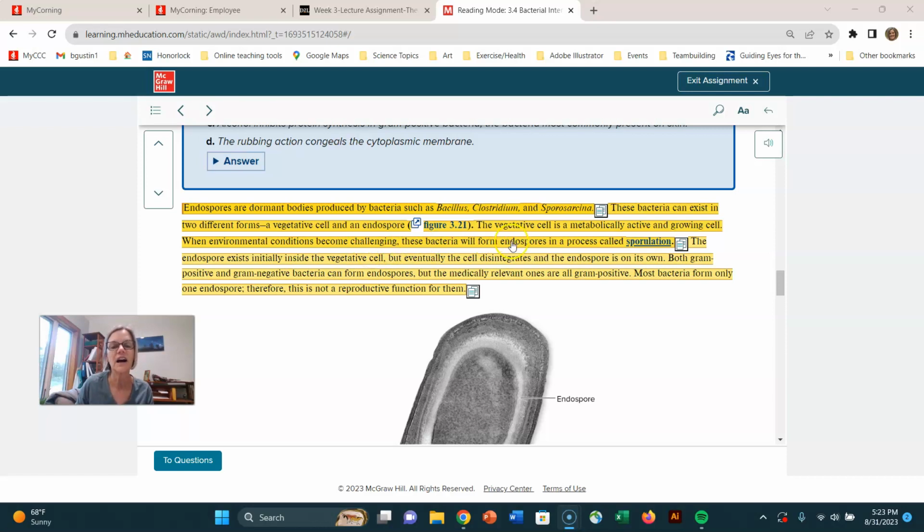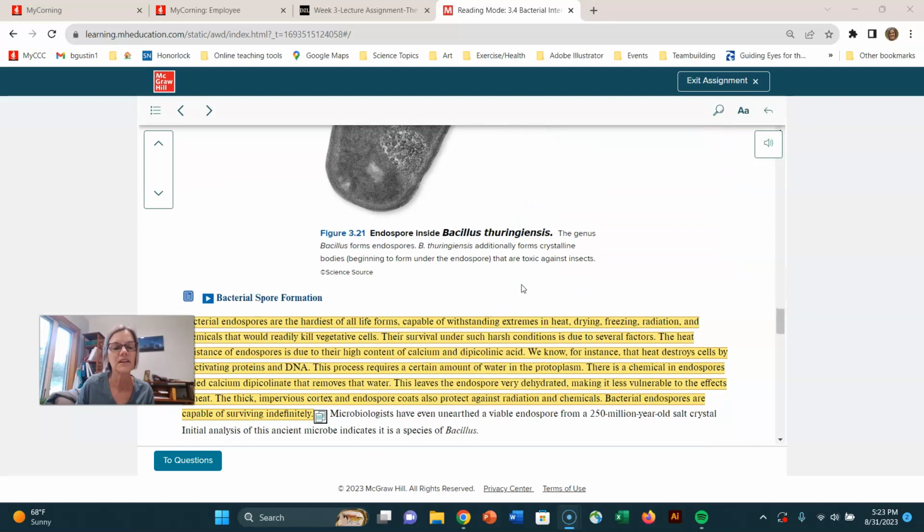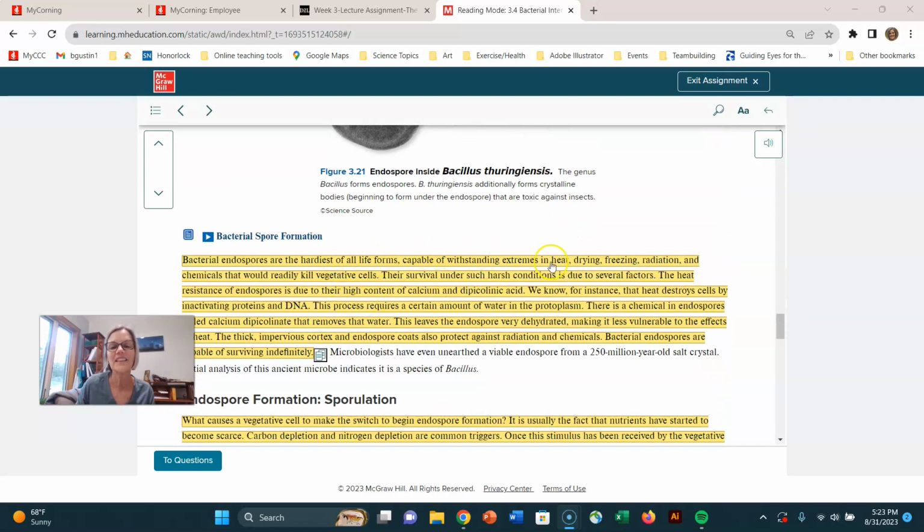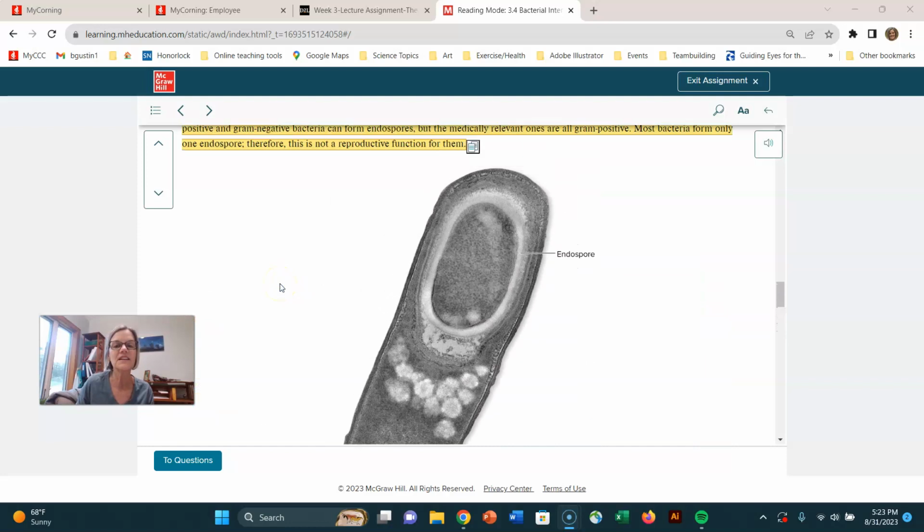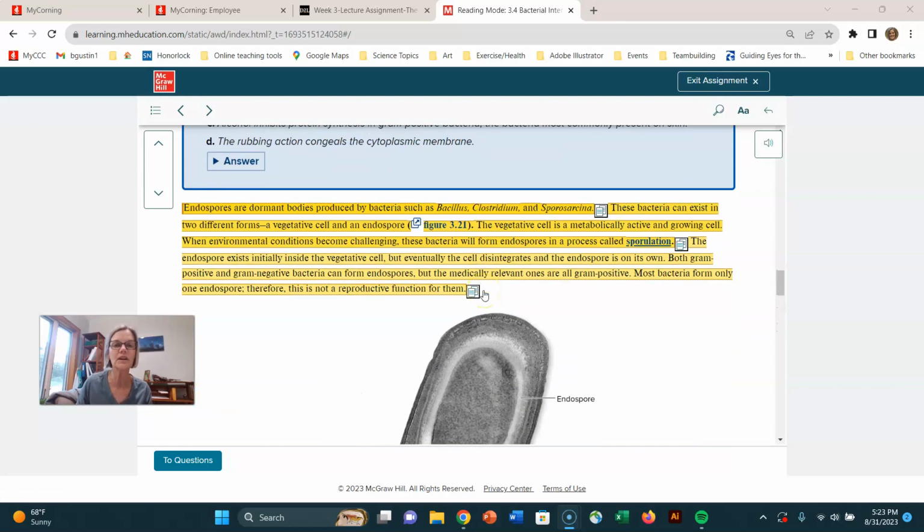And here they're saying what kind of things can happen. I think they tell you down here. They can survive extreme heat, drying, freezing, radiation, and certain chemicals. So let's say you've got bacteria that are sitting in the soil and we haven't gotten rain for a few days. It's starting to dry out or it's getting very warm. And it might trigger these vegetative bacterial cells to sporulate, or go through sporulation, and make an endospore.